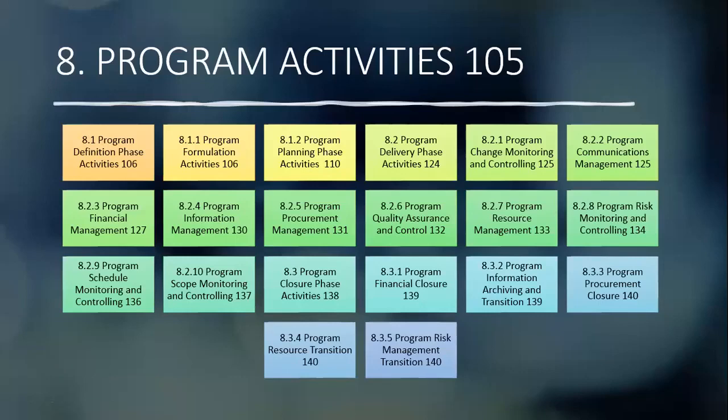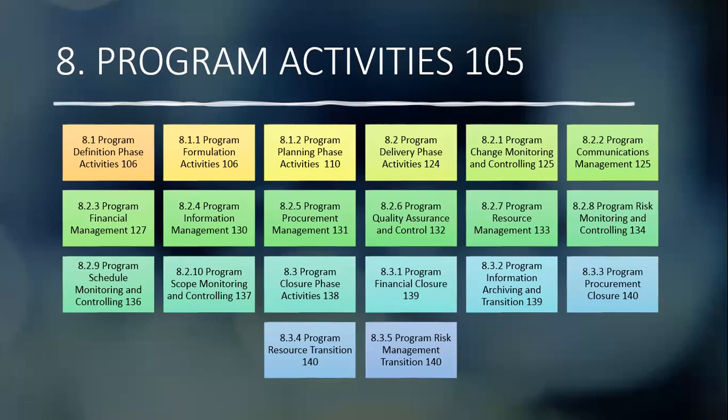The final chapter here is program activities. Program activities are tasks and work conducted to support a program and which contribute throughout the program lifecycle. So in this section overall, we have program definition phase activities, program delivery phase activities, and yeah, you guessed right, program closure phase activities. And of course, you're able to see how this maps to what we talked about in the previous chapter.